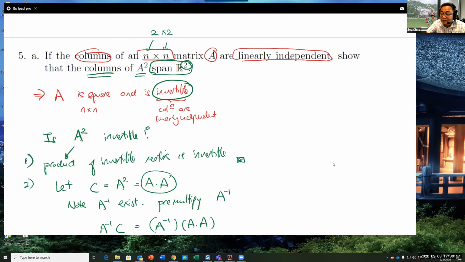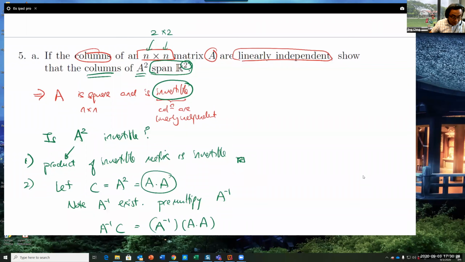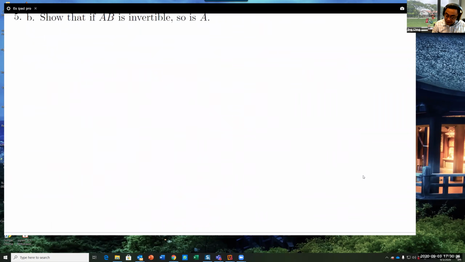Yep, he says n equals 2, correct. Now, 5a. Okay, I have one more question to go, and then we are done.